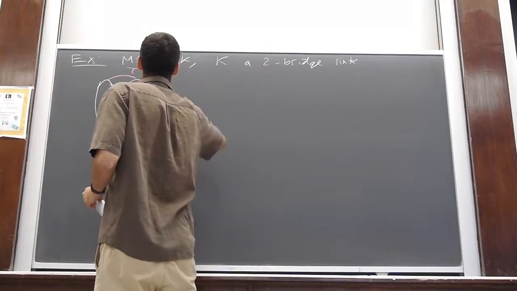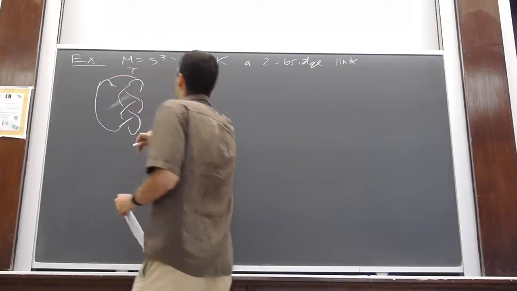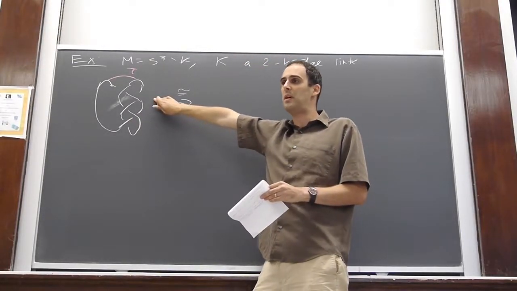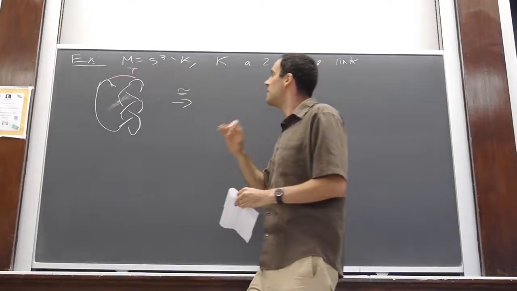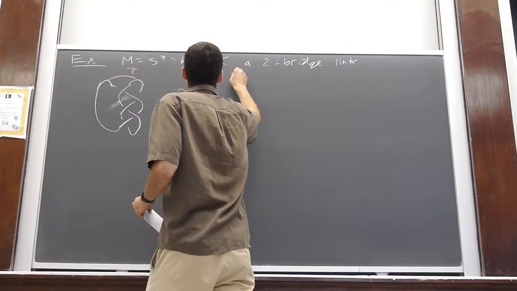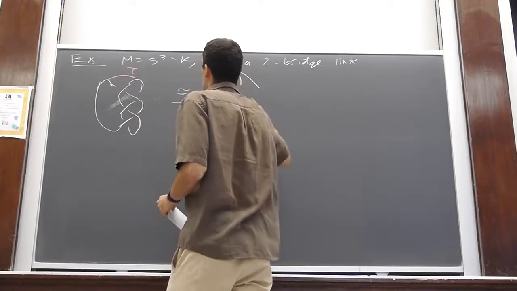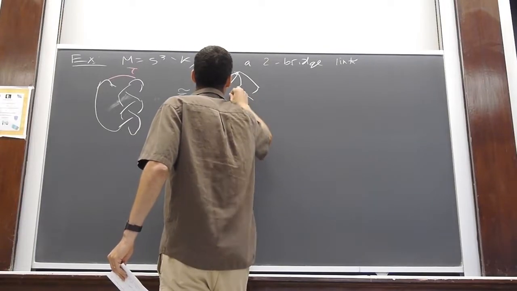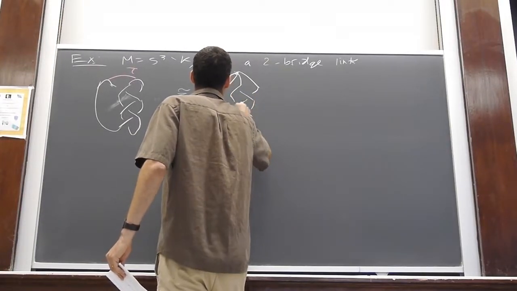And again, I'm going to play the same game where I modify the graph in S3, but I won't modify the complement. I want to convince you that the complement is a handlebody. So I'm going to take that arc and collapse it to a point. And then you have the crossings of the braid: 1, 2, 3, 4, 5.